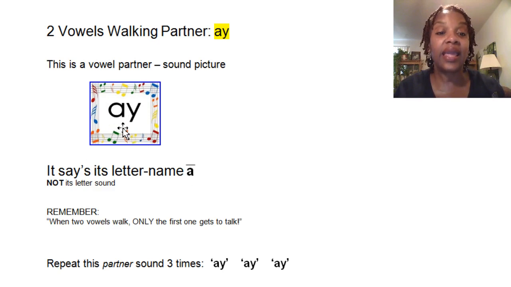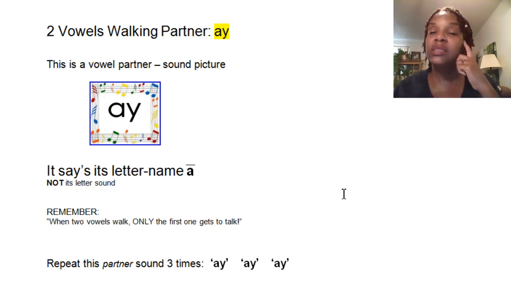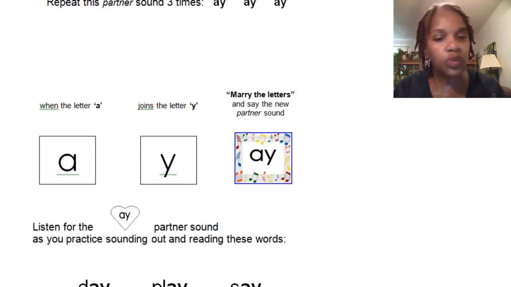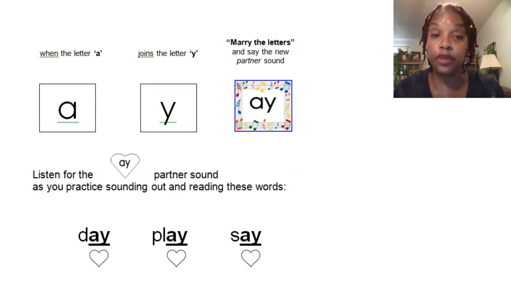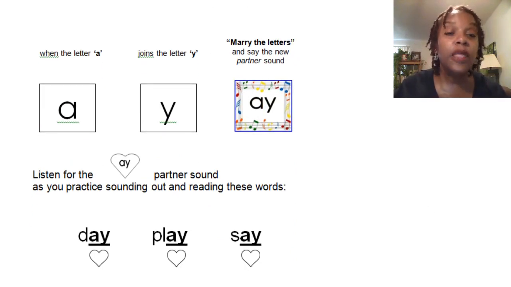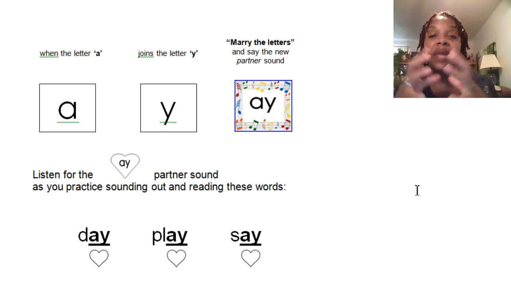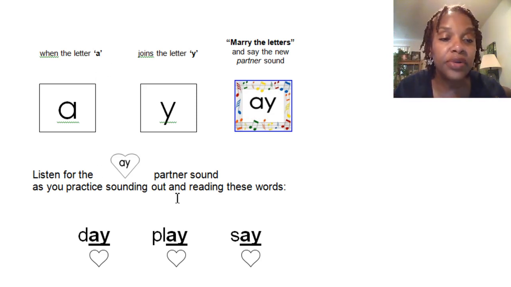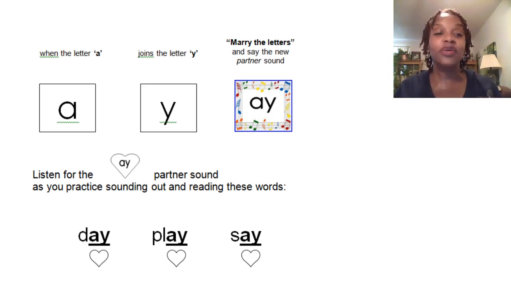A. It says A. All right, so we're going to repeat this partner sound three times. Listen to me first, then you do it. A. A. You do it. A. Good job. So let's recap. Let's go over what we just learned. When the letter A joins the letter Y, we marry the letters and we listen for the new sound. A. Good job. So listen for the A partner sound as you practice sounding out and reading these words that feature the A partner sound.